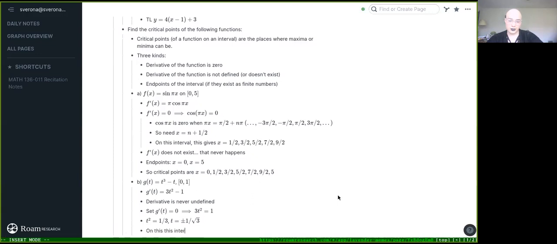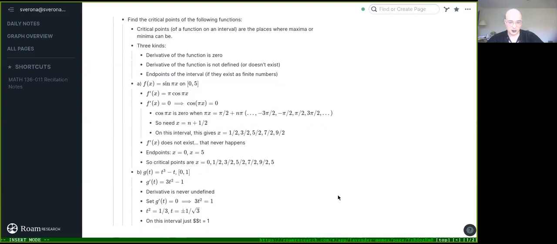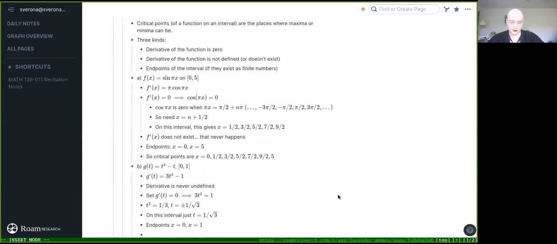On this interval, we just take t, the positive value, 1 over root 3. That's not going to be okay for the negative one. All right. And then I have my endpoints, which are x equals 0, x equals 1. Or sorry, t, not x. I don't know what I was thinking there. Force of habit is what it was.